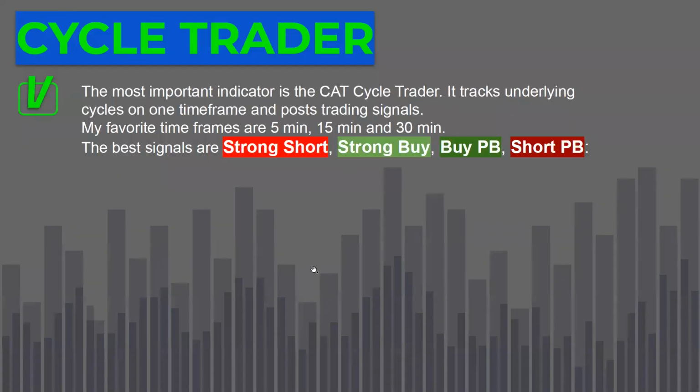We will be talking first about the Cycle Trader indicator. In my opinion, it is the most important indicator, and it tracks underlying cycles on just one chosen time frame, and it posts various trading signals. My favorite time frames are 5 minutes, 15 minutes, and 30 minutes. And the best signals are strong short, strong buy, buy pullback, short pullback. And we are going to look at them now.